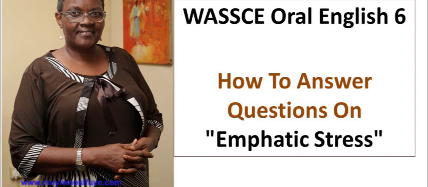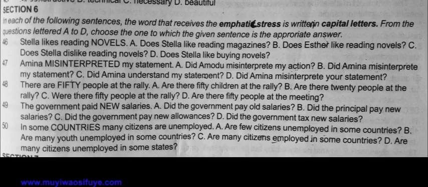But before we start, we have to look at the instructions. The instruction reads, section 6: in each of the following sentences, the word that receives the emphatic stress is written in capital letters. Very important. From the questions lettered A to D, choose the one to which the given sentence is the appropriate answer. The instruction is very clear. You have to understand the instructions to know what you are going to do.